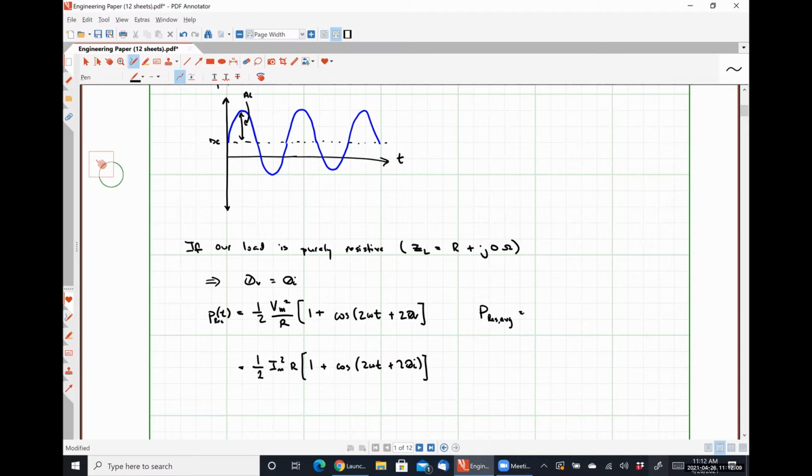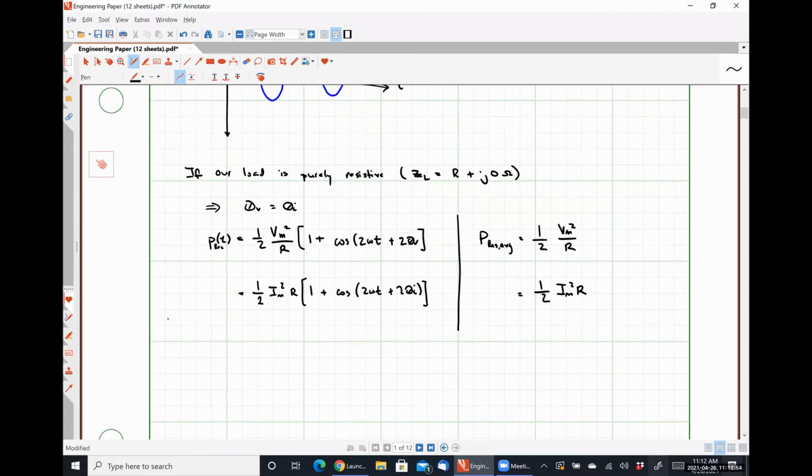Yeah, right. So that would be 1/2 Vm squared over R, or 1/2 Im squared times R. All right. So that is resistors taken care of. Hopefully everything's okay. Notice this is the exact same thing as our DC relationships, except that they're multiplied by a factor of 1/2.